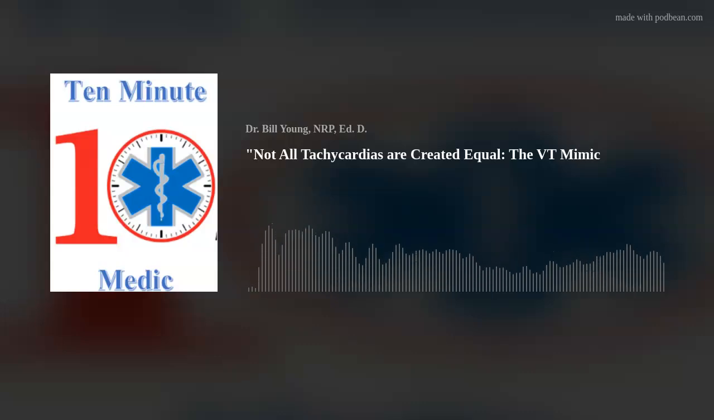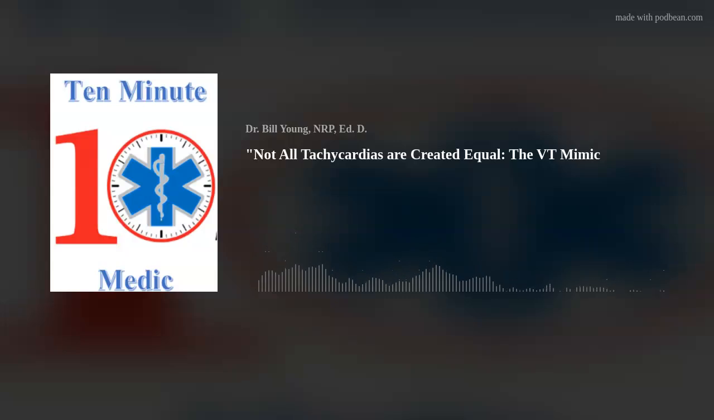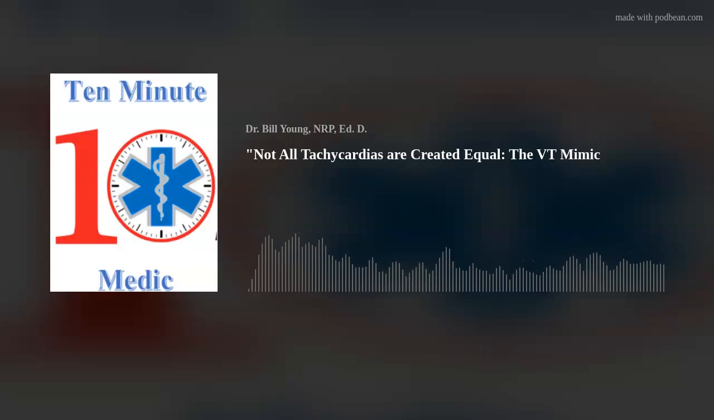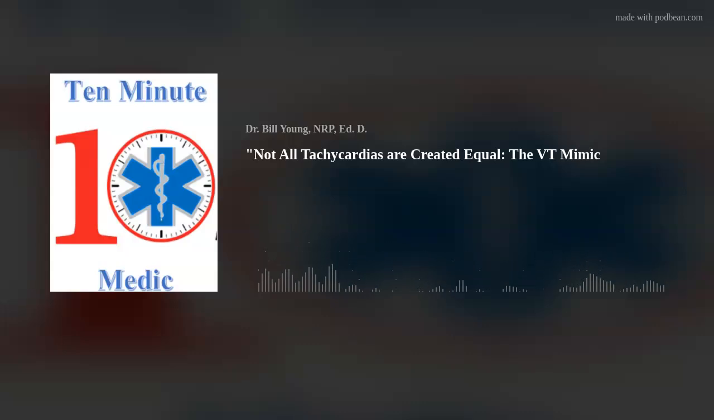Now, let's move on to the hemodynamic effects of SVT with aberrancy. These depend heavily on the patient's ventricular rate and overall cardiac reserve. Some patients remain stable, especially if their hearts are otherwise healthy and their rate is only mildly elevated. For these individuals, the symptoms may be limited to mild tachycardia and palpitations.